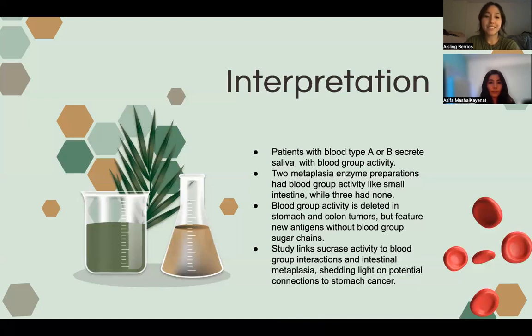The study goes on to discuss that tumor-specific antigens have been found in gastric carcinoma, as well as areas of intestinal metaplasia. From this, researchers suggest that there may be a link between intestinal metaplasia and stomach cancer, and thus, sucrase might have a role in it. Overall, this study was able to explore the role of sucrase in a physiological context outside of just digestion, helping us understand potential connections between sucrase activity, blood group interactions, and the development of intestinal metaplasia, potentially leading to stomach cancer.